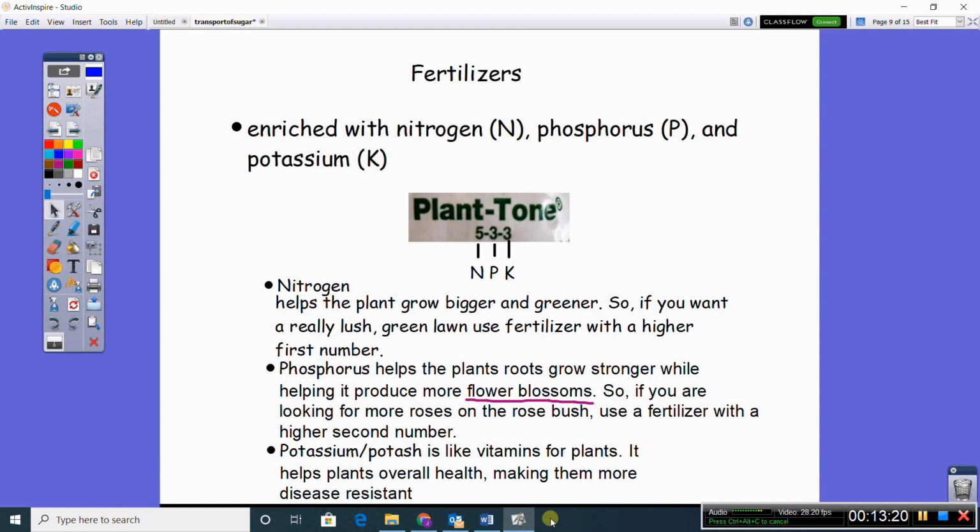Okay, and potassium, which can also be called potash, is really kind of just like a multivitamin for the plant. It helps their overall health. Most people are going to be using something with a higher nitrogen content or a higher phosphorus content, depending on what they want their outcome to be.